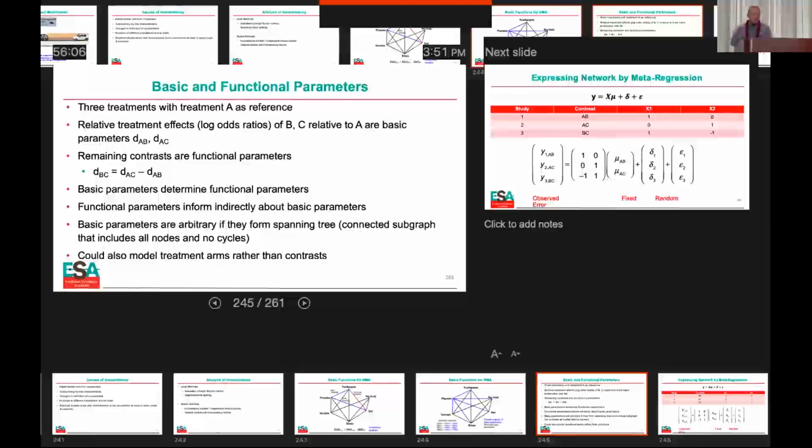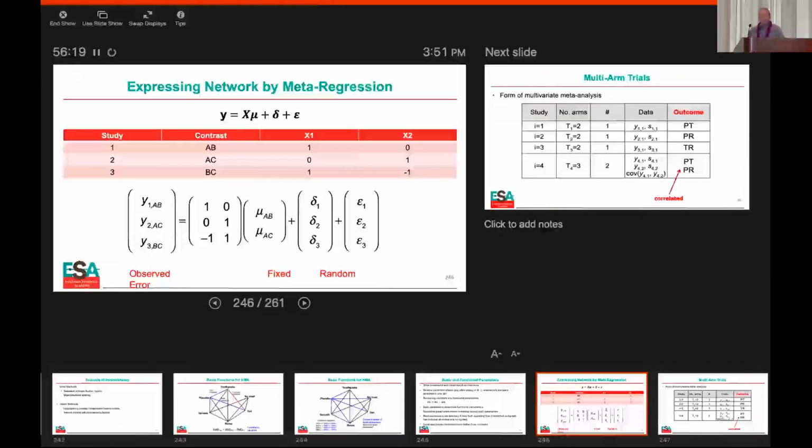You could also model the treatment arms if you wanted rather than the contrasts. Just like in the meta-analysis that we've talked about, we can analyze the contrasts as the differences, or we could look at the arms themselves in the one-stage models.